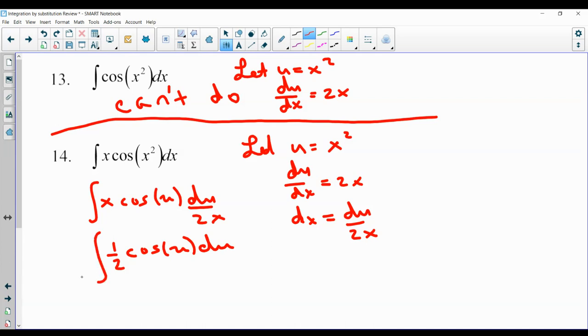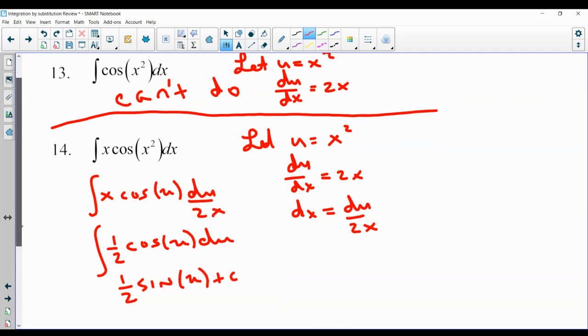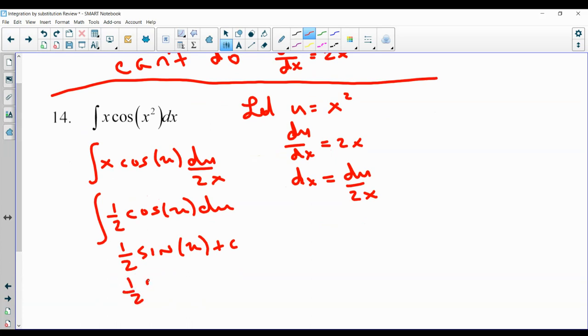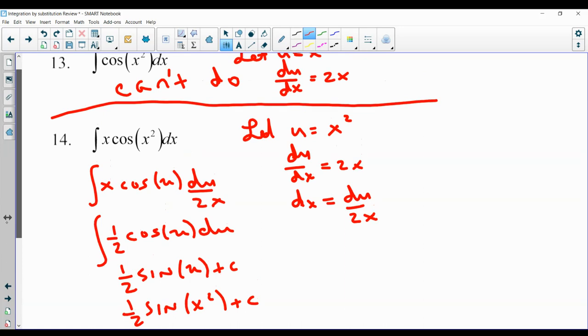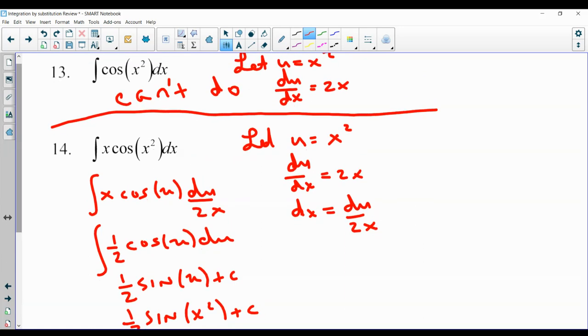And when integrating this, that 1/2 is a constant multiplier. I can hang around. The integral of cosine is sine u plus c, and then you just make your replacement. So just be really mindful of how things can cancel and can't cancel. This is a good screen here because this one you couldn't do up there.